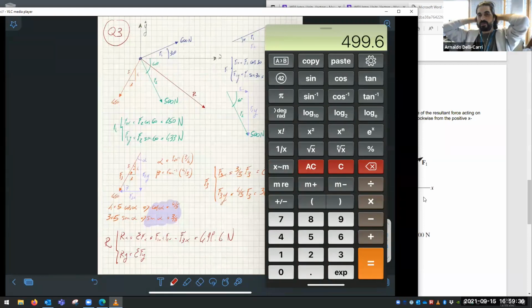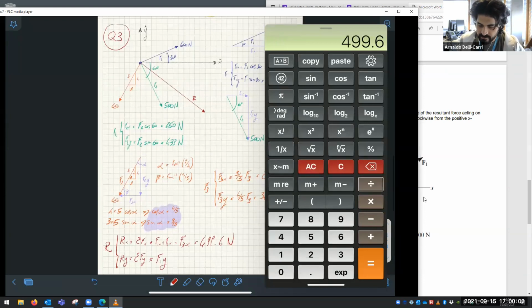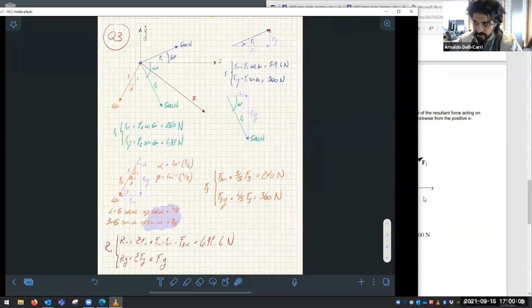What about the vertical components? Are those all positive? So what's the equation? F1y plus or minus F2y. F1y goes up, see? F1y goes up. F2y goes down. F3y goes down. Yeah, so the equation is F1y minus F2y minus F3y.